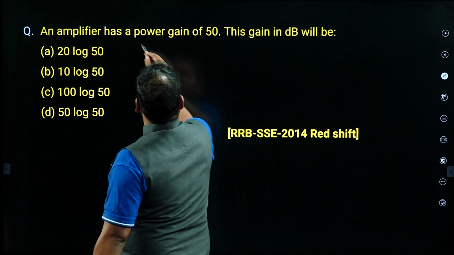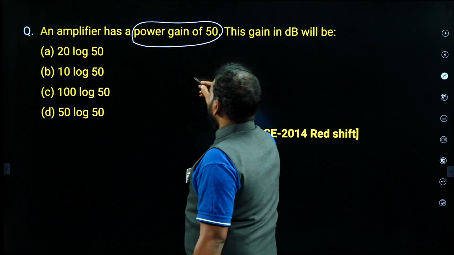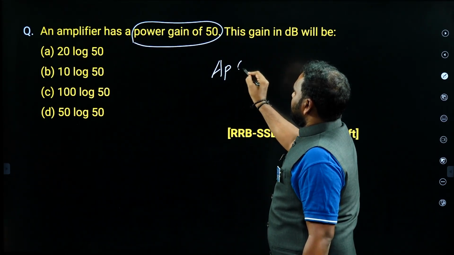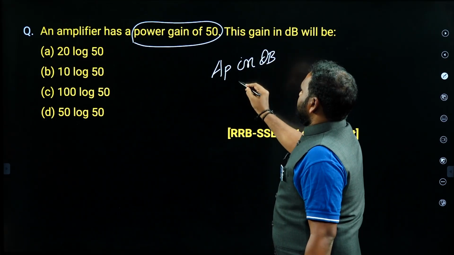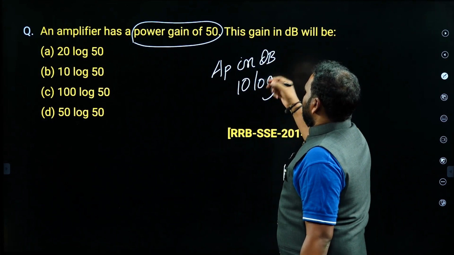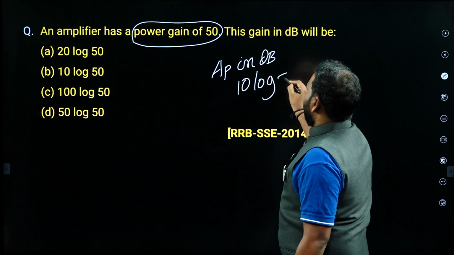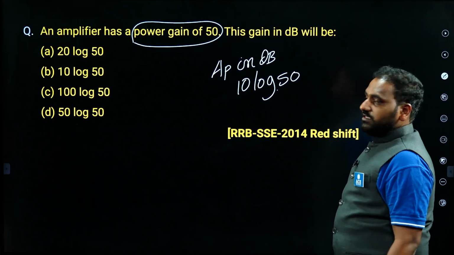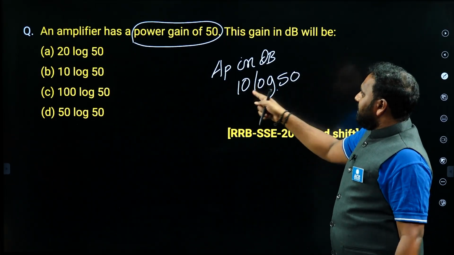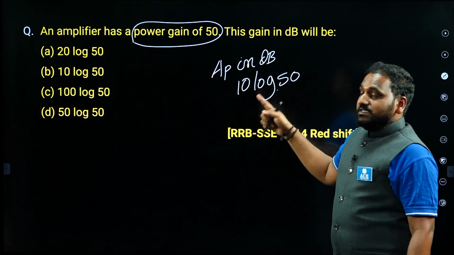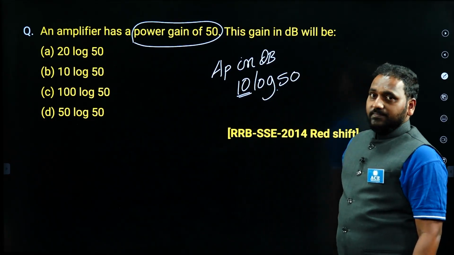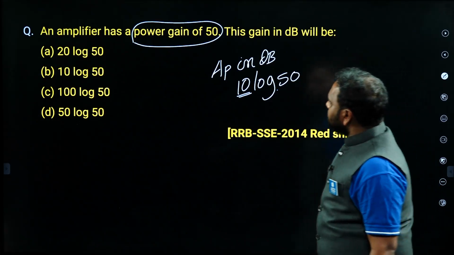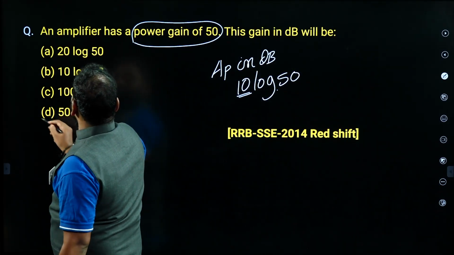See, power gain value is given in dB, in decibels. We should use 10 log of the power gain value AP, or he has given 50. For voltage and current gains we should use 20 log. Of course, it is based on, right, 20 log. For power gain we use 10 log. For voltage and current gain we will use 20 log here. Of course, it belongs to network theory also, don't worry.